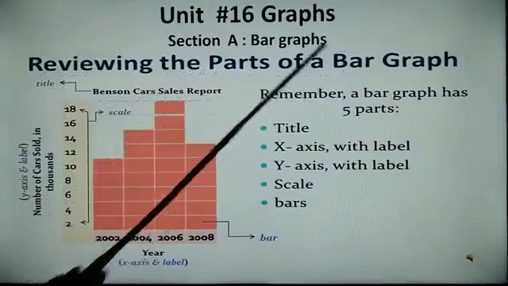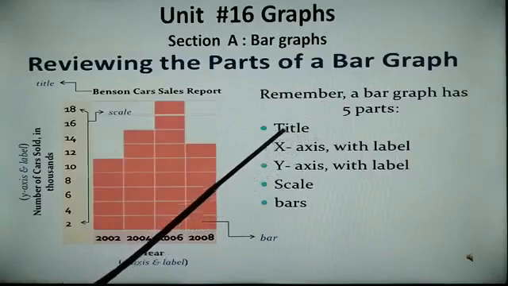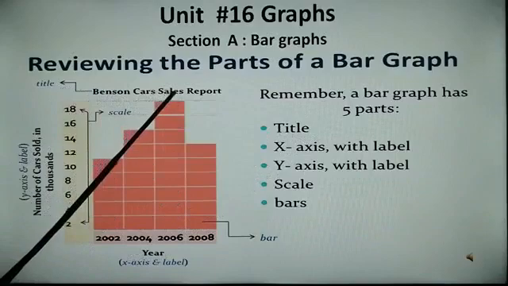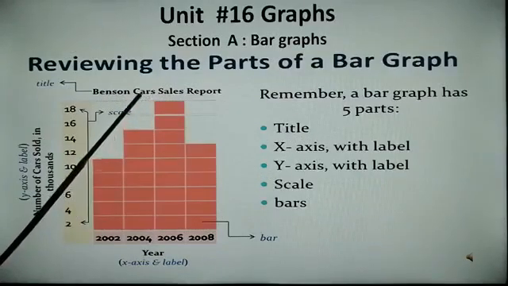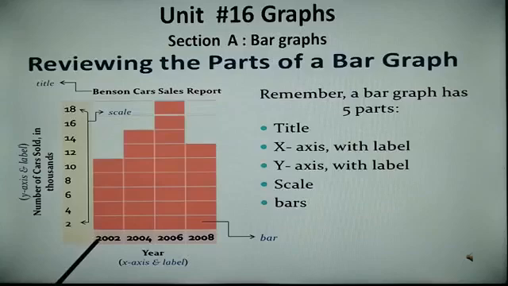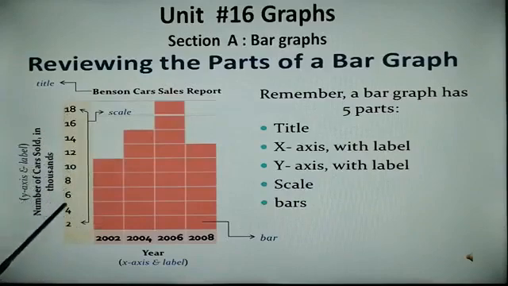What are the parts of a bar graph? There are 5 parts for a bar graph. The first one, title. Here the bar graph shows the title, sales reports of the cars. The second point, x-axis with label. Here this is the x-axis. Here the label mentioned is the year 2002, 4, 6, 8 like that. The third part, y-axis with label. This is the y-axis. Here it is mentioned how many cars were sold. 2, 4, 6, 8, 12 like this.